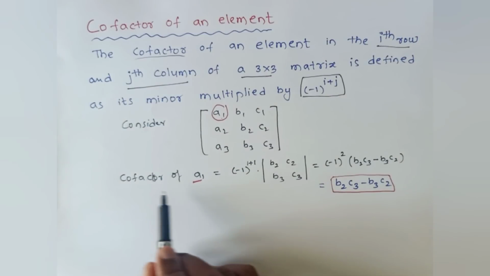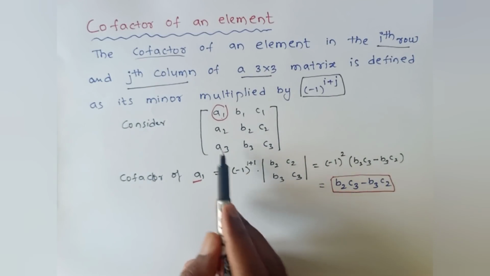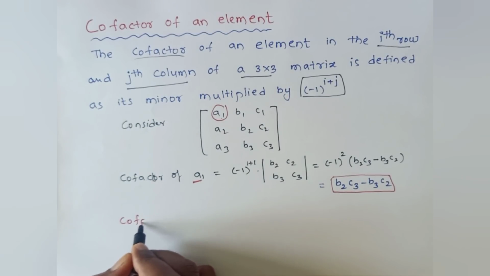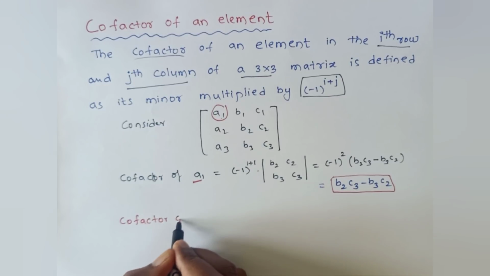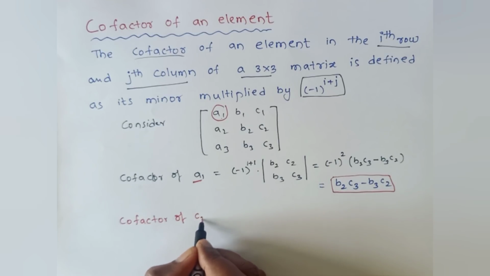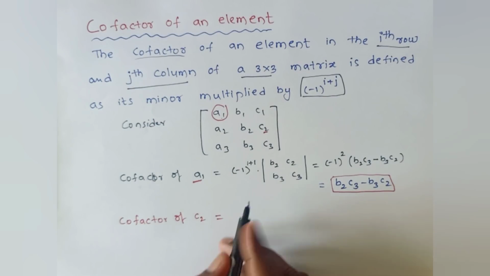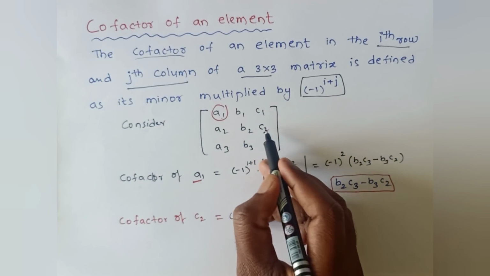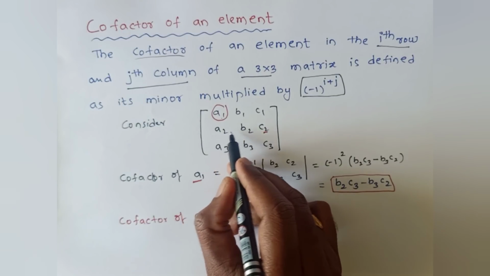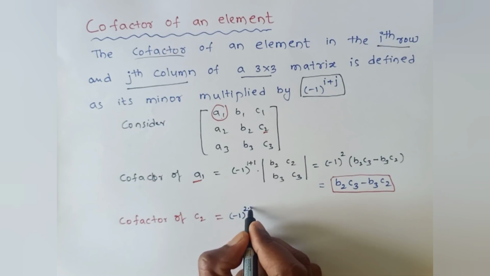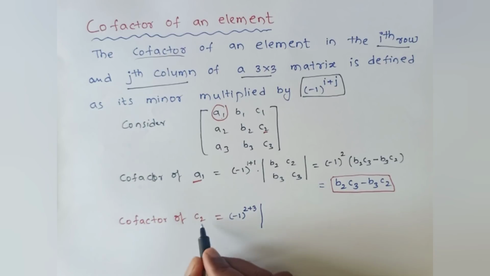Okay, so that is how to evaluate the cofactor of each and every element of the 3 by 3 matrix. Let's see one more element, the cofactor of C2. So how to define this? First you need to write minus 1 to the power of the location of C2. It is present in the second row and third column. Therefore it is minus 1 to the power of 2 plus 3 into the minor of C2.